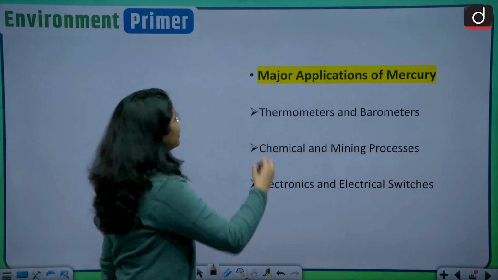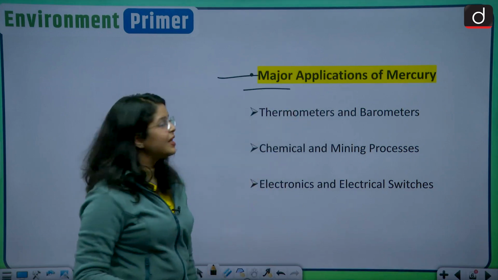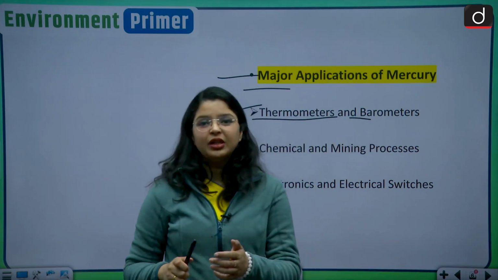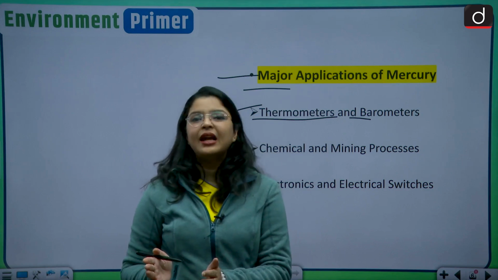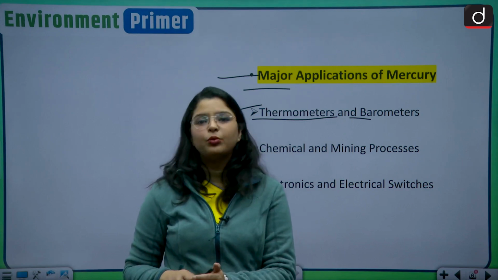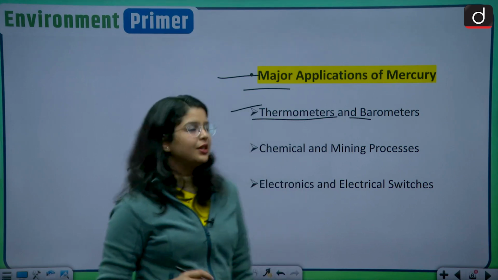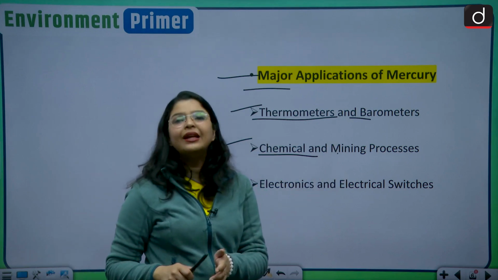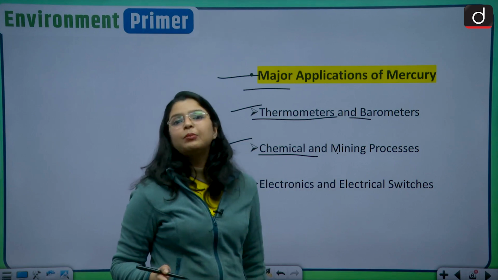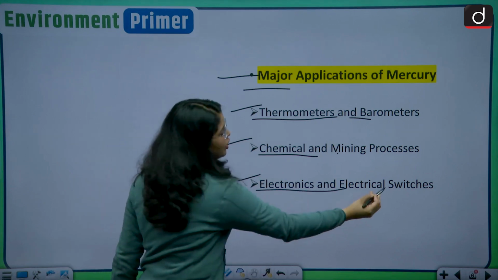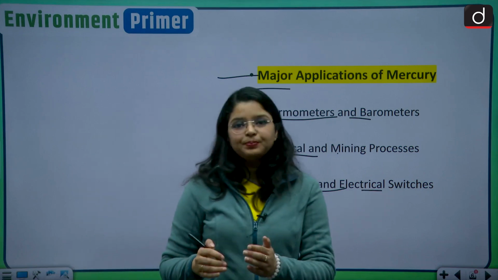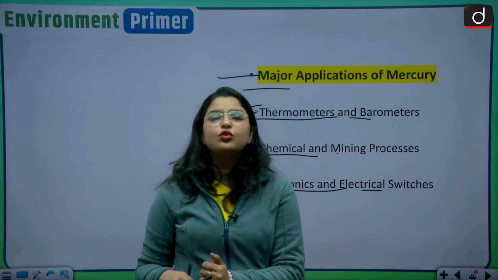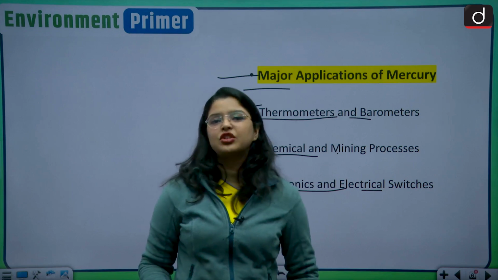Moving forward, what are the major applications of mercury? Let us see. The first application is in thermometers and barometers. Mercury has a high coefficient of expansion and thermal capacity, and that is why it is used in thermometers and barometers. This is the most common use of mercury. Then in chemical and mining processes, such as chlor-alkali production and gold mining, mercury plays a very important role. Then in electronics and electrical switches, mercury has a very high conductivity and very low resistance, and that is why it is used in electronic appliances as well as electrical switches.